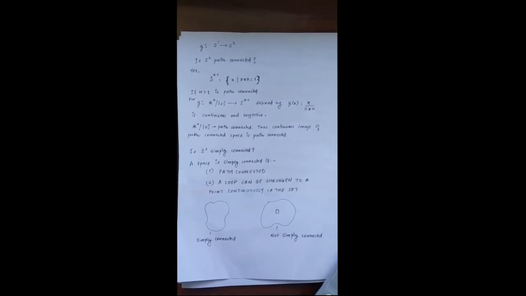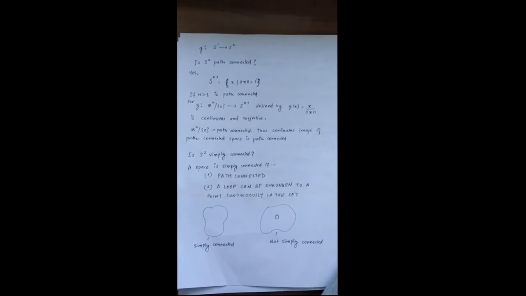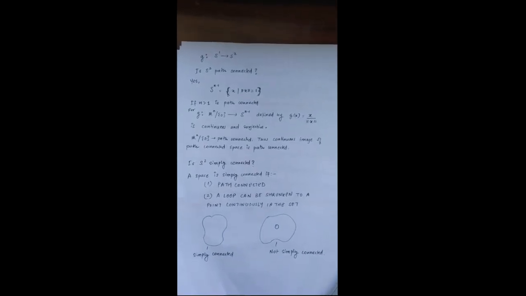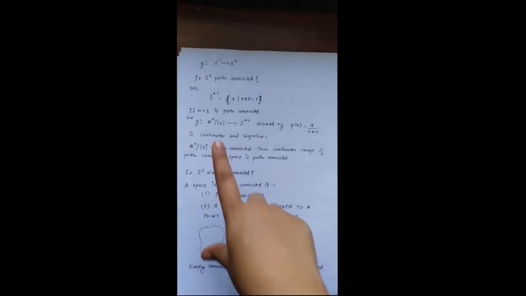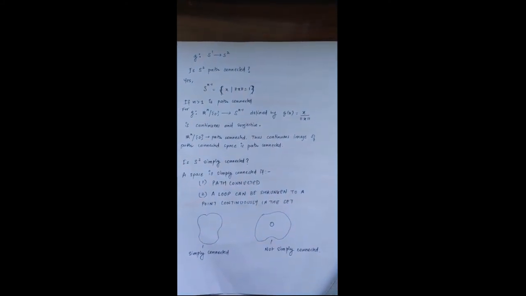Now let's look at the map G, which goes from S1 to S2. Before figuring out whether this map is null homotopic or not, we have certain questions that we need to answer. Yes, is S2 path connected or not is our first question. As we have seen in the path connectedness section of Munkres, this indeed is path connected, because for n more than 1, you can take this map G, which goes from the punctured Euclidean space to S to the power n minus 1, and this map is defined by x by norm x. Clearly this map is continuous and surjective. Also, the continuous image of a path connected space is path connected, which forces our S to the power n minus 1 to be path connected.